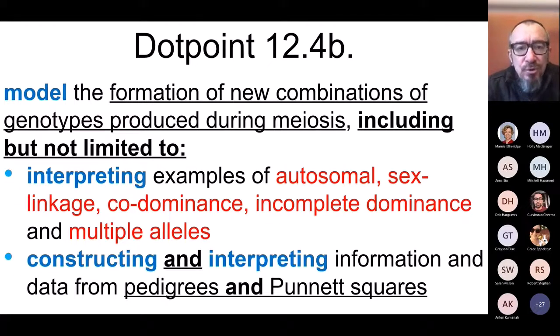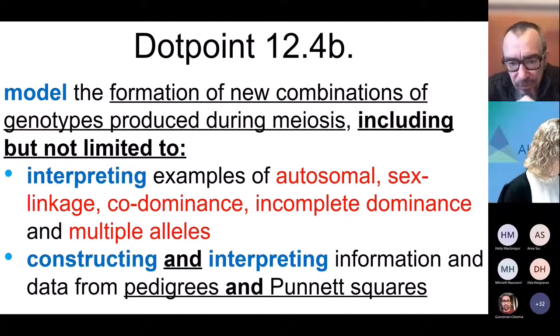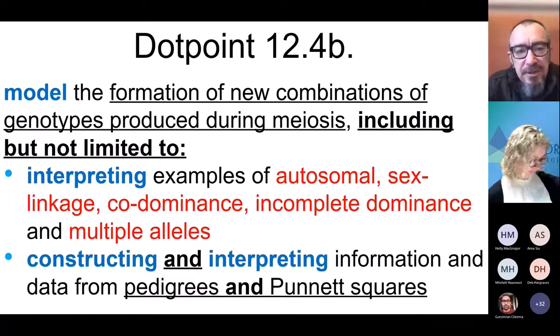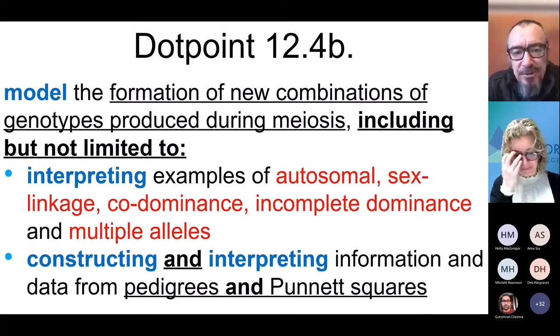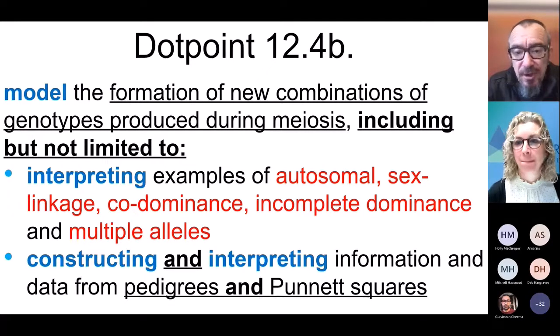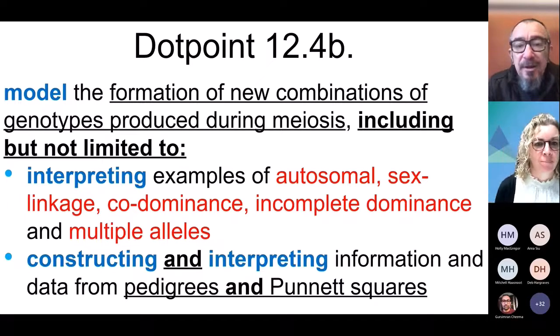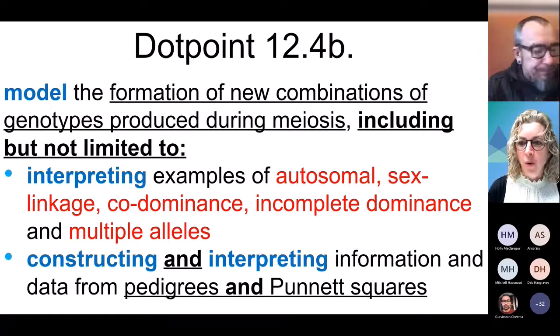So I think what we'll do, I might pause it there and then I'll hit fast forward next session in 15 minutes time, where I'll just go through the basic theory of each of those different types of inheritance and look at some quite tricky at times Punnett squares and pedigrees. Okay, so we'll pause it there.